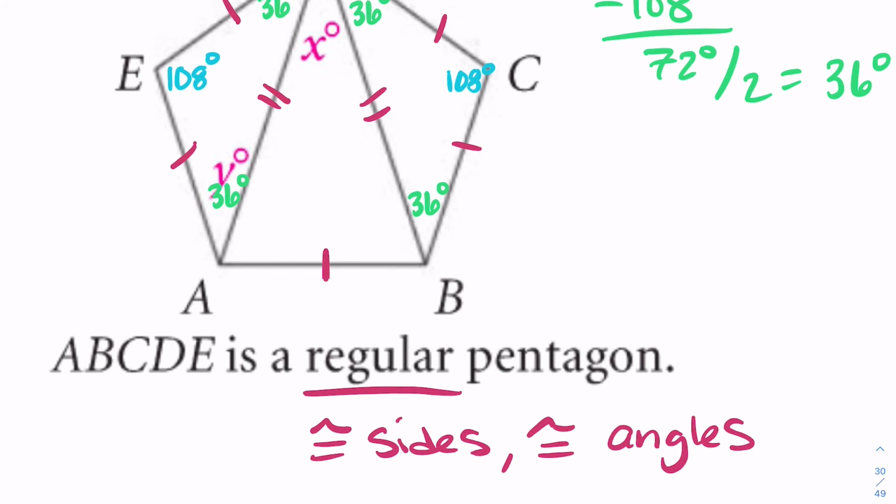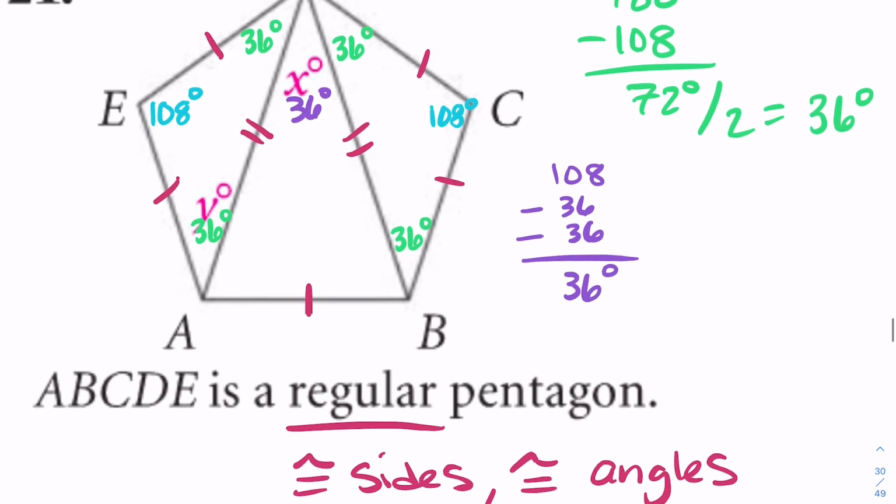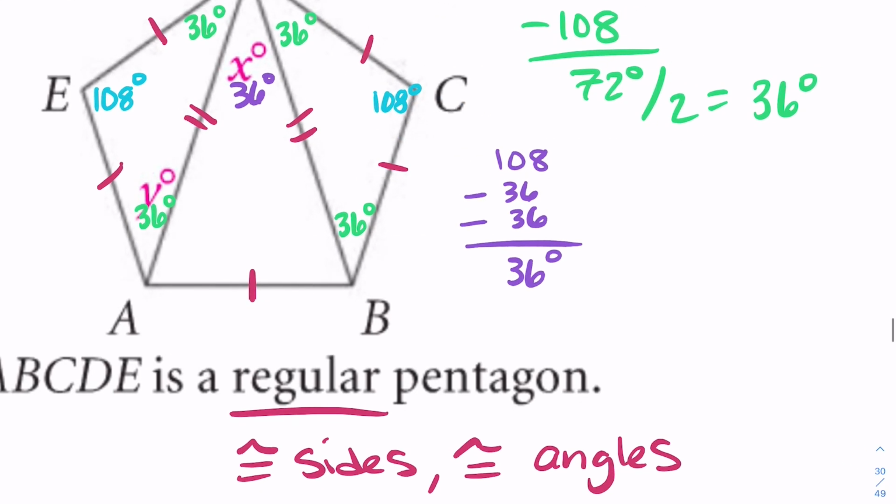Let's do 180, take away 36, take away 36. Sorry, 108, my bad. 108, take away 36. Let's see, 108, take away 36, take away 36 is 36 degrees. So this one right here is 36 degrees. And these down here, if you do the algebra, you'll get 108 take away 36, you get 72 degrees.